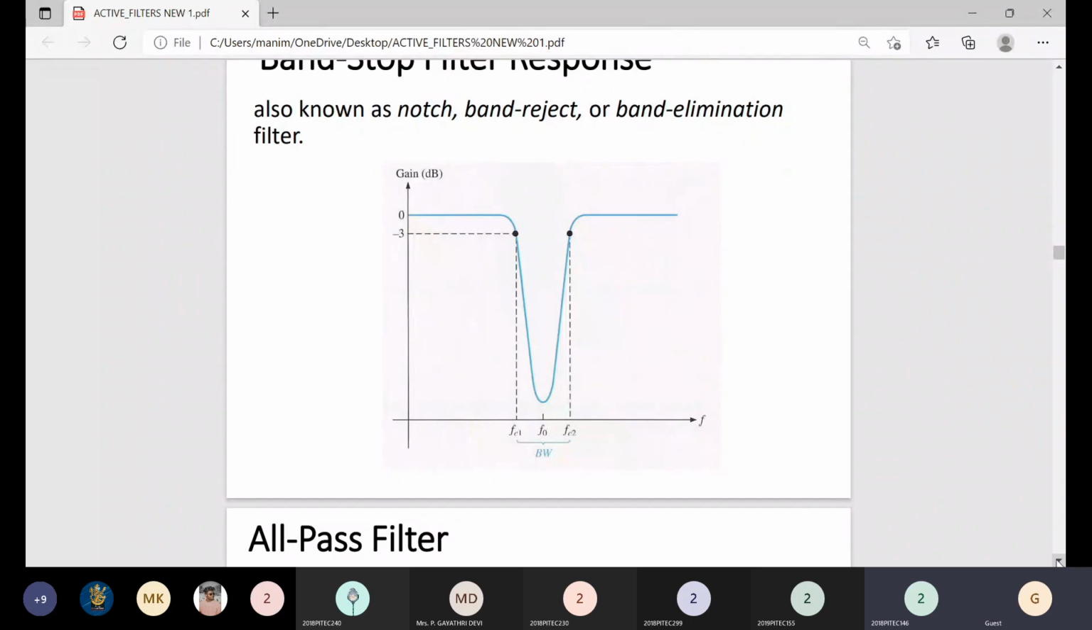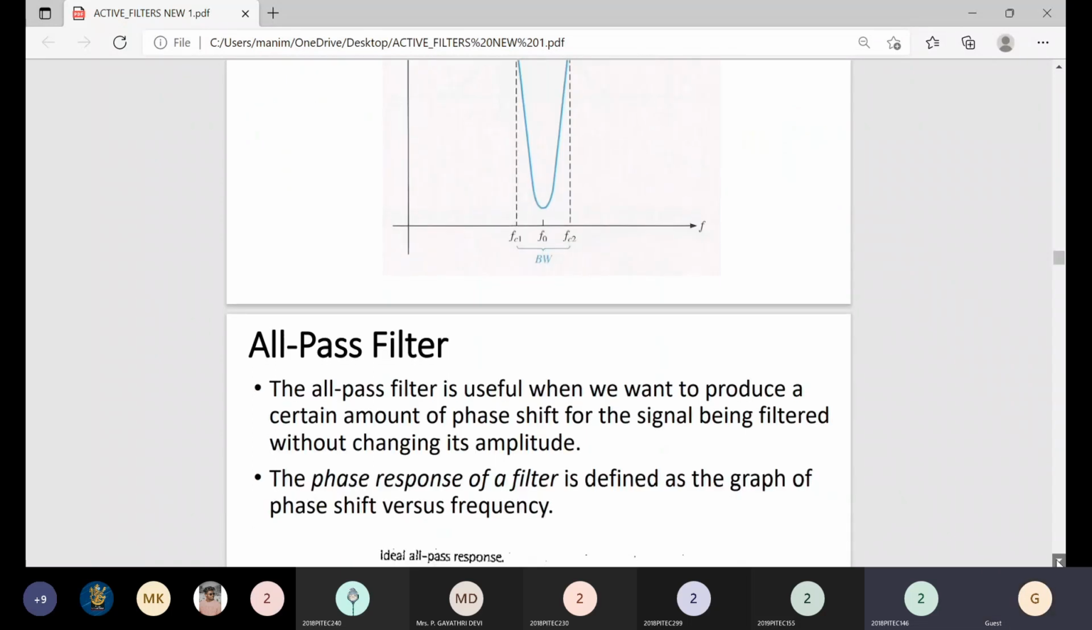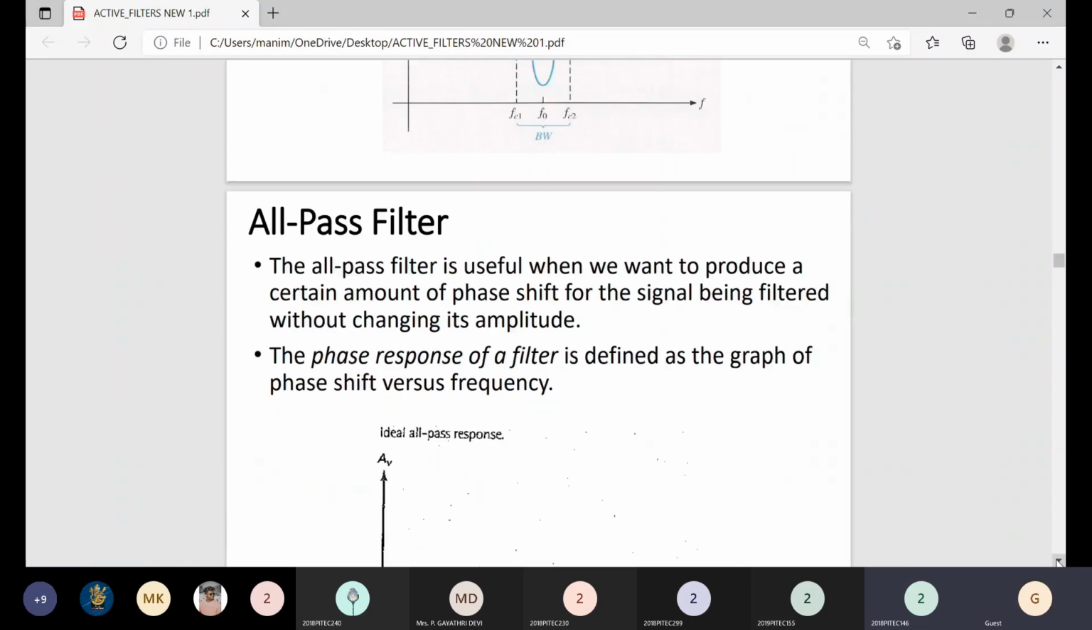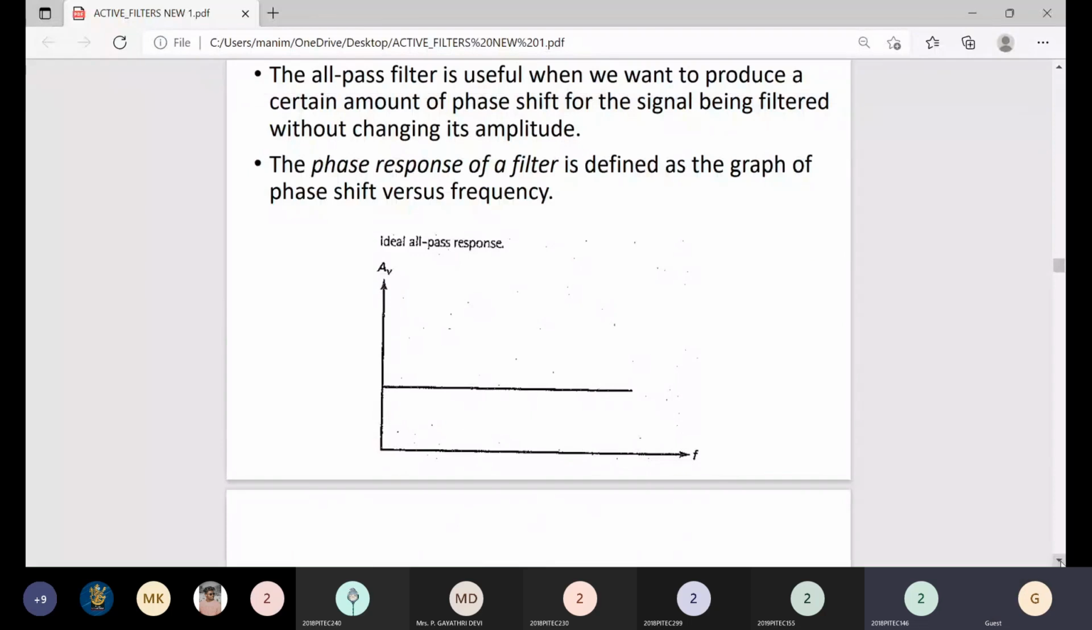Then the all pass filter. We should know the all pass filter. All frequencies are passed, with a minimum of phase shift. Here is the frequency response of the all pass filter. All the frequencies have a constant voltage gain. This is the frequency response of the ideal all pass filter.